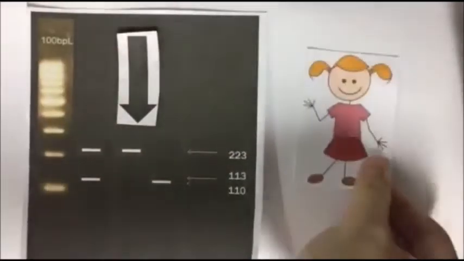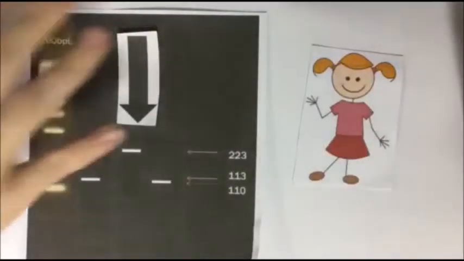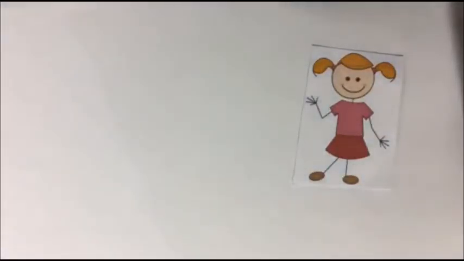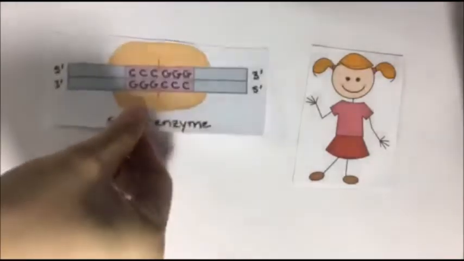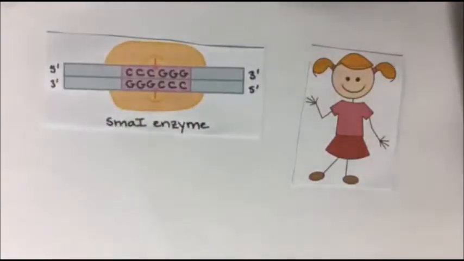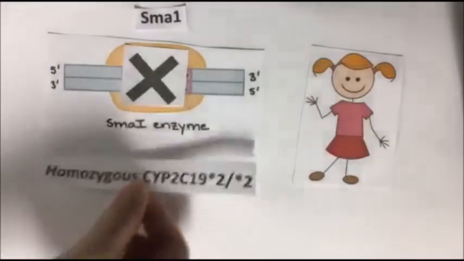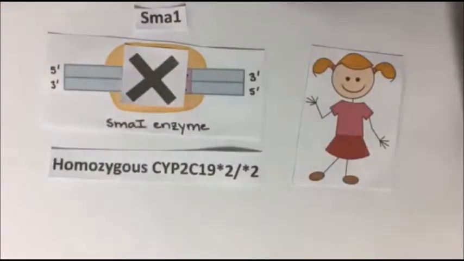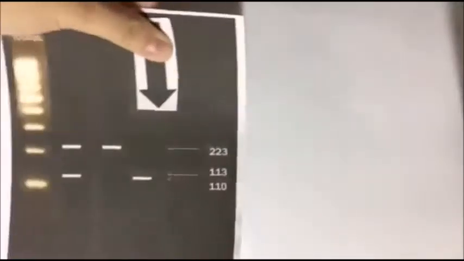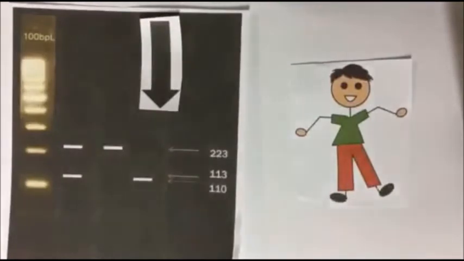This is the result. For Jenny, the restriction enzyme SMA1 could not identify the CCCGGG site. The DNA remained intact, thus heavier, and moved less towards the positive electrode. This indicates she is homozygous CYP2C19*2*2, thus a poor metabolizer. For Ben, there are two bands, 113 and 110 base pairs.